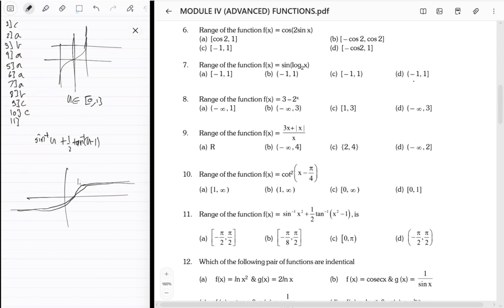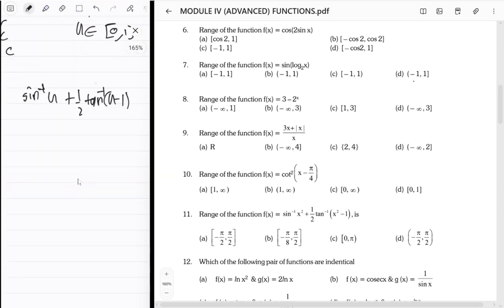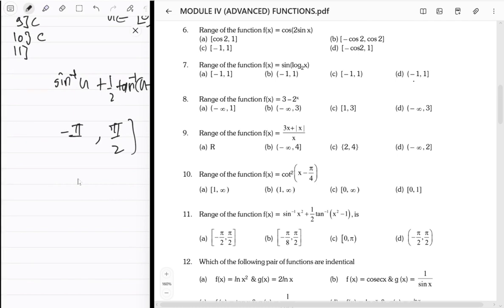So just to figure out the maximum value, just put the maximum value of u, which is 1. So pi upon 2 is the maximum value inclusive, and then the minimum value is whenever u equals 0. So half tan inverse of negative 1, that's like negative pi upon 8. So that's the range, isn't it? So B is the answer. Next question.